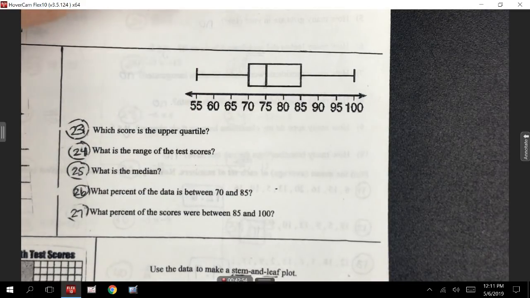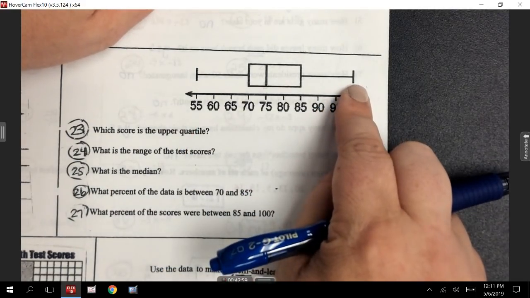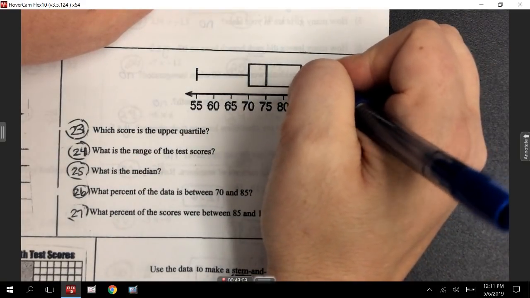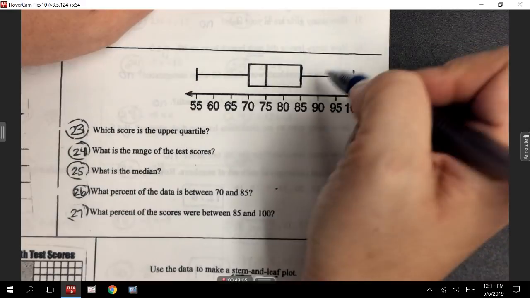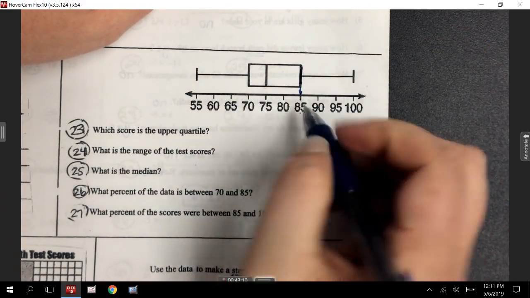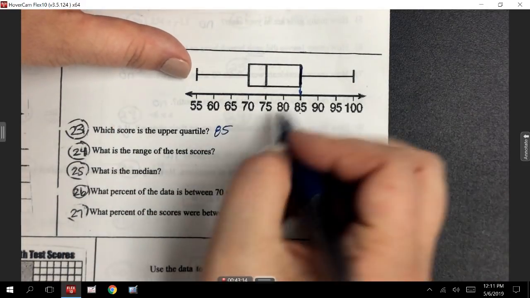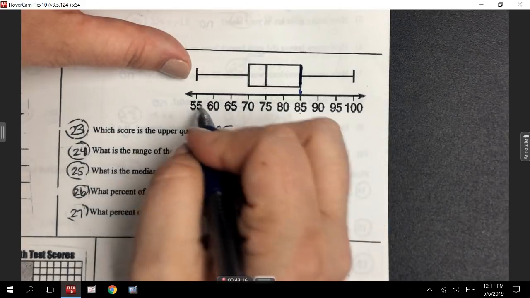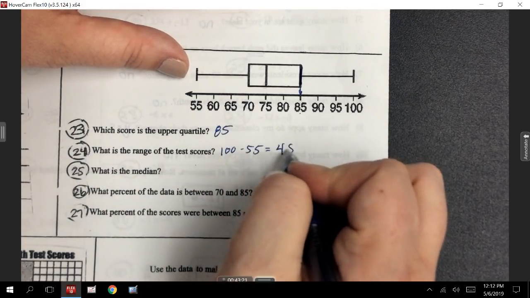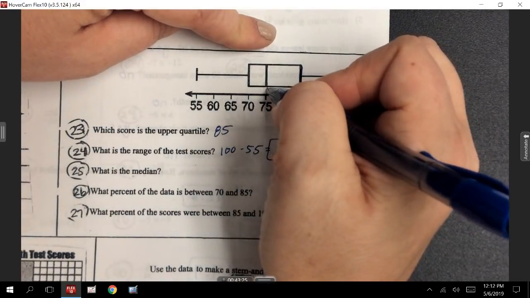The upper quartile, this is the smallest number. This is the biggest number, not the biggest quartile. The biggest quartile is that line, the biggest part of the box. Does that make sense? So we're looking at the largest line on the box, which is 85. What is the range? So I'm doing my biggest number, which is 100 minus 55, so I get 45 is my range.